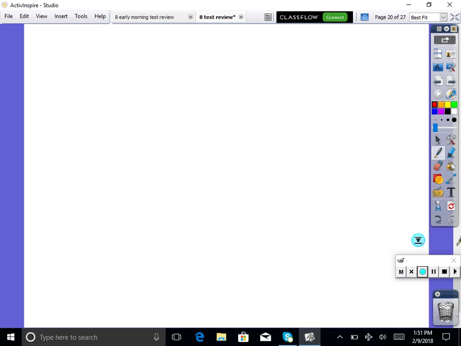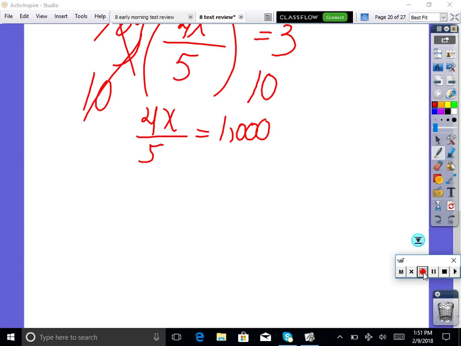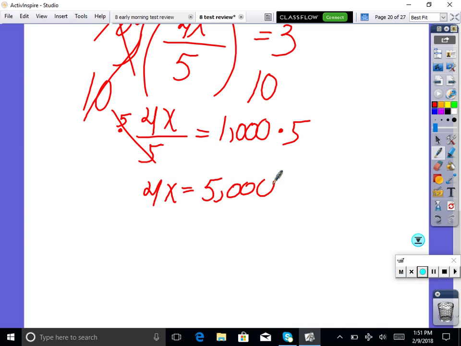Wow, having issues here. So I'm going to multiply both sides by 5. So then we have 4x equals 5,000. And when we divide both sides by 4 now, we get x is equal to 1,250.